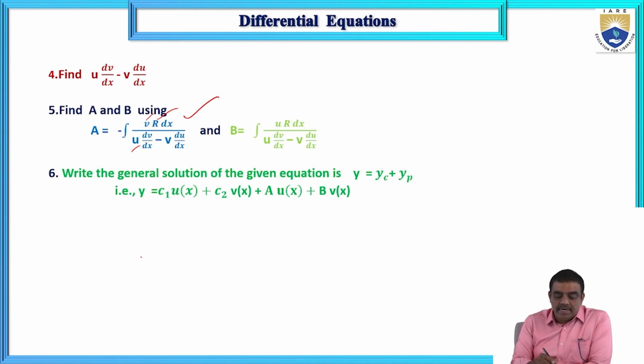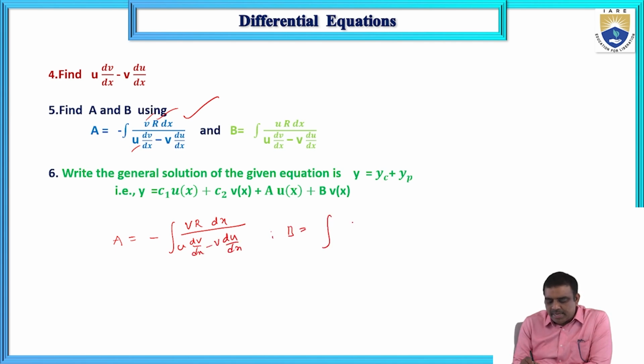Then you can find a and b using these formulas. I will write the formula: a is equal to minus integral v r by u dv by dx minus v into du by dx. In both formulas, the denominator is the same: u dv by dx minus v into du by dx.